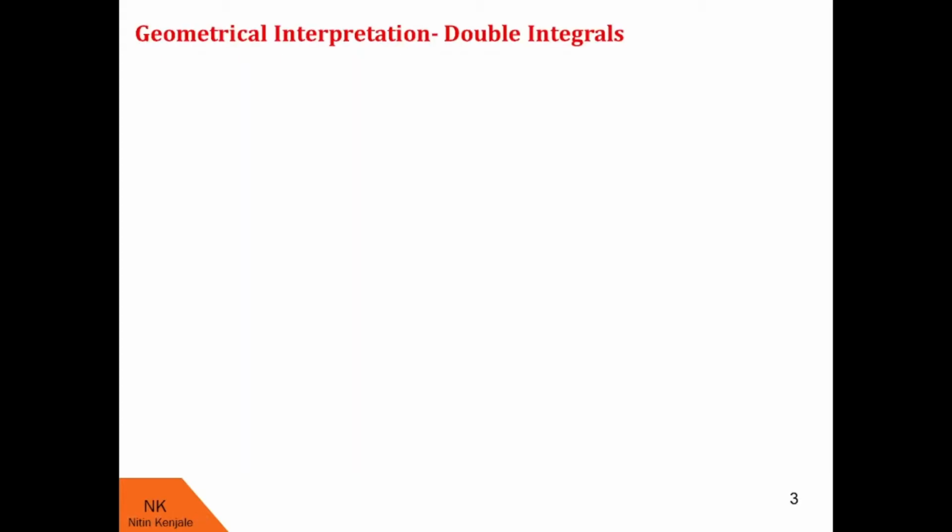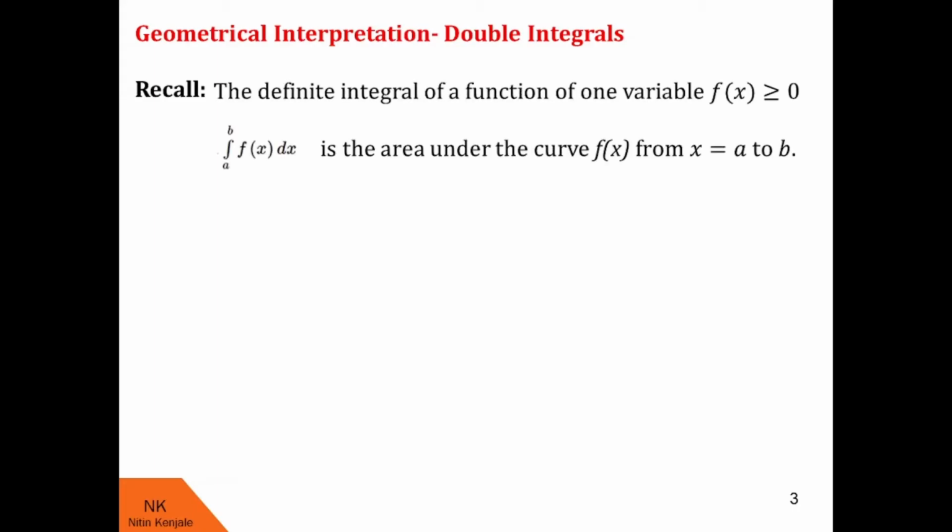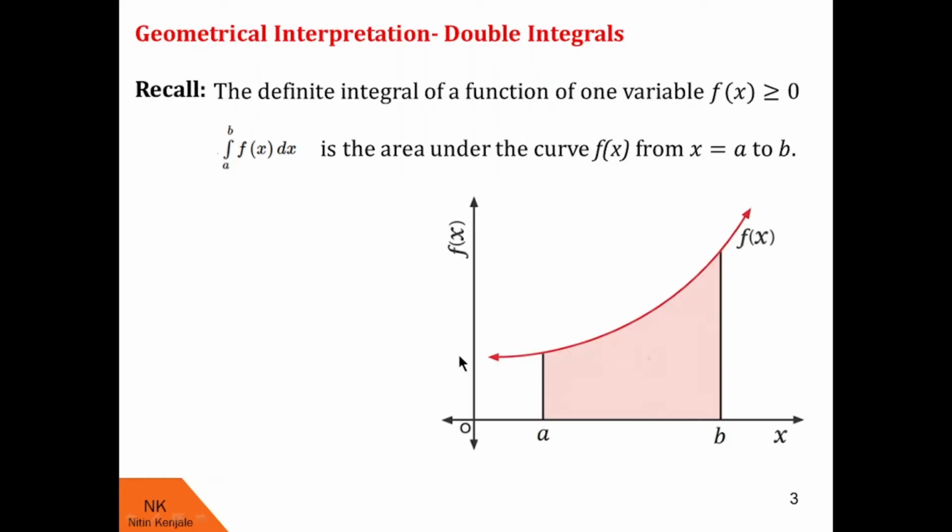Now let us see the geometrical interpretation of double integrals. For that, first we recall the geometrical interpretation of single integrals. Recall that the definite integral of a function of one variable, say f of x, that is integral of f of x dx over the limit a to b, is the area under the curve f of x from x is equal to a to b. That is, if this curve represents y is equal to f of x and these are x is equal to a and x is equal to b lines, then integral of f of x dx over the limit a to b represents this area shaded in pink color.